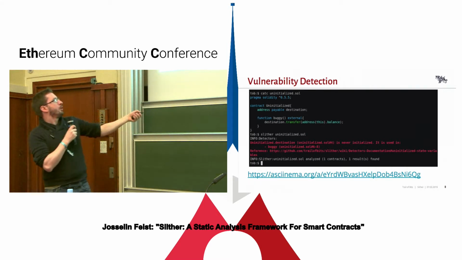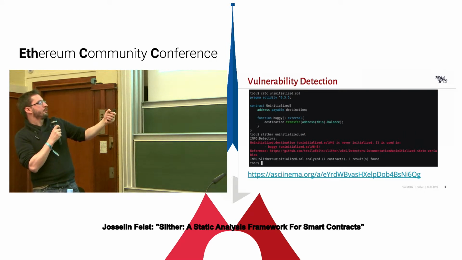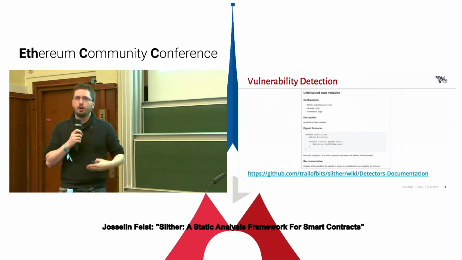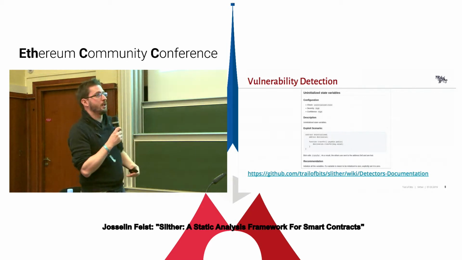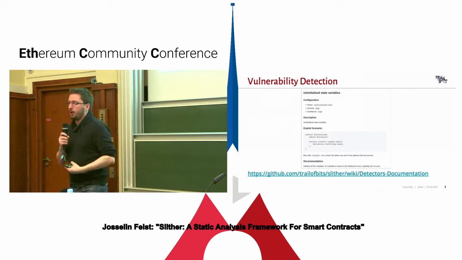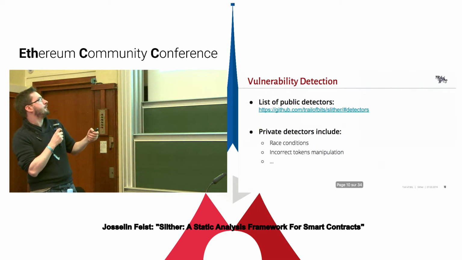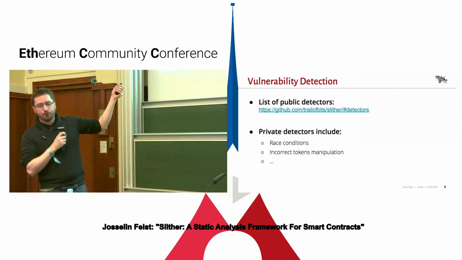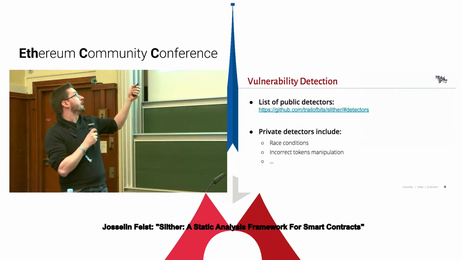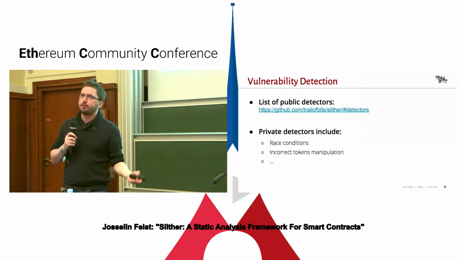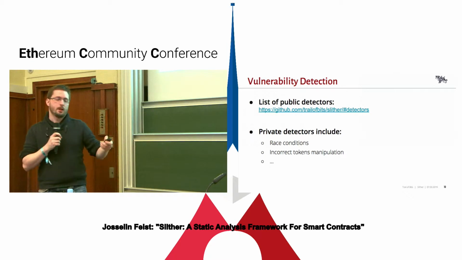For each bug, you also have a reference, and if you go to the reference, you have a full description of the bug, what it is, why it's bad, and how you can prevent this kind of issue in your code base. This is true for each bug Slither can detect. So the list of all the public detectors is here. I say public detectors because we have a set of private detectors that include more complex vulnerabilities, such as race conditions or overflows in your token manipulation.